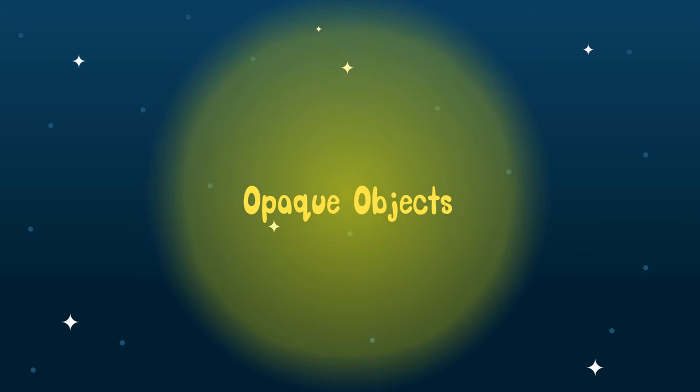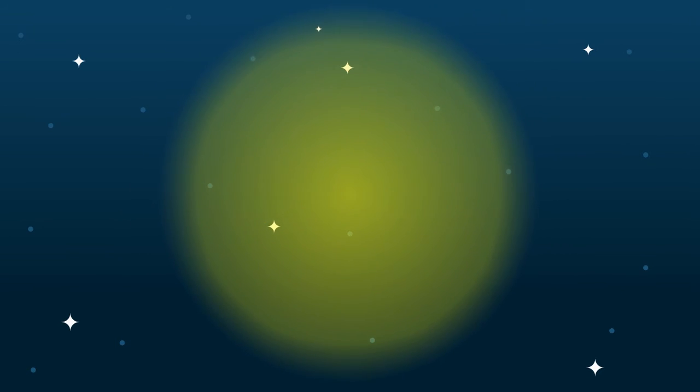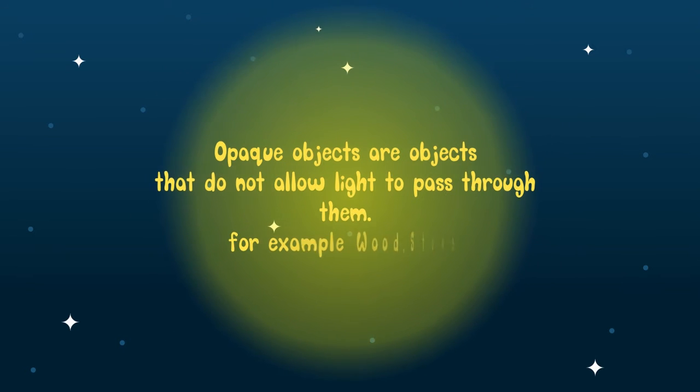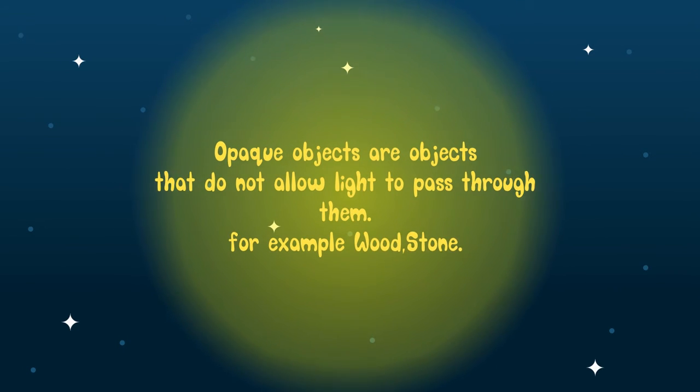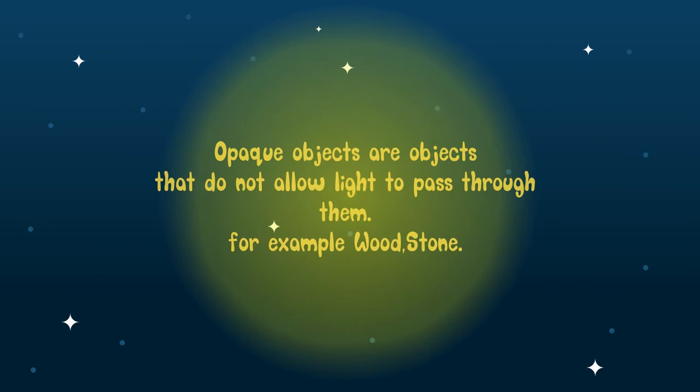Opaque objects. Opaque objects are objects that do not allow light to pass through them. For example, wood, stone, etc.